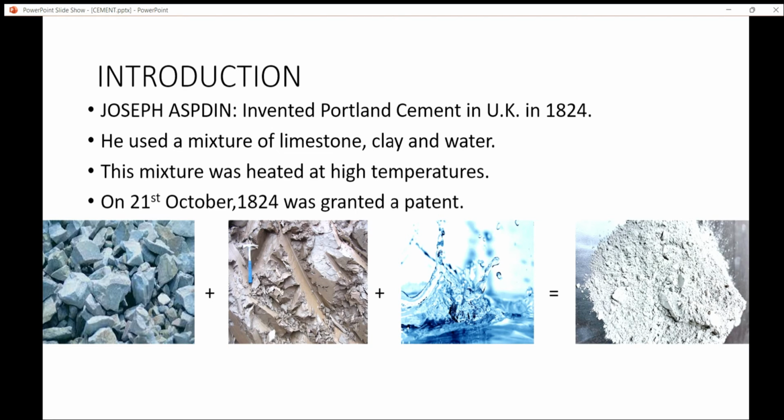Introduction. Joseph Aspidin was a scientist in the UK who, in the year 1824, invented Portland cement. He used a mixture of limestone, clay and water to make this Portland cement, and this mixture of lime, clay and water was heated at high temperature, and on 21st October 1824 he was granted a patent for the Portland cement.